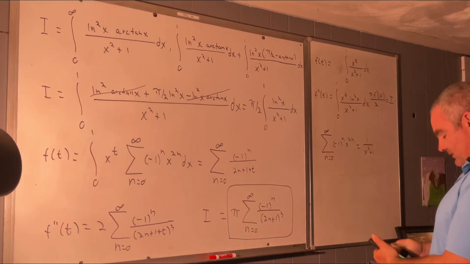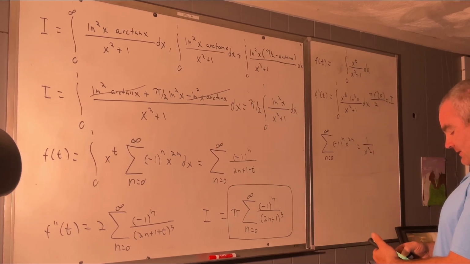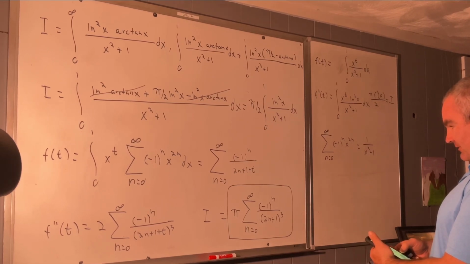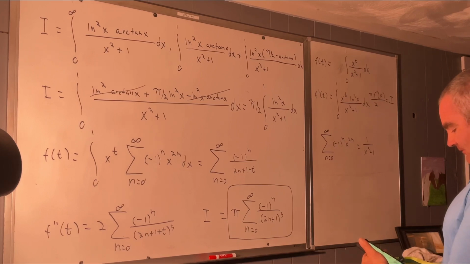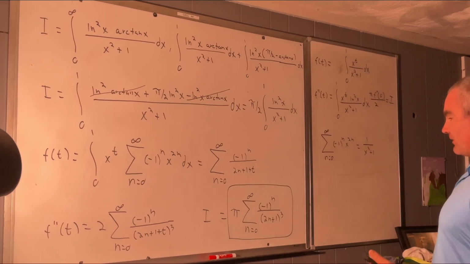I just want to check to make sure that I got it right. Yes, pi times the sum from n equals 0 to infinity, negative 1 to the n over 2n plus 1 all cubed. That is it.